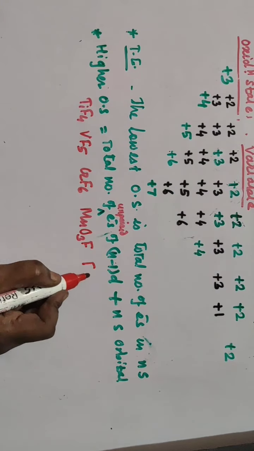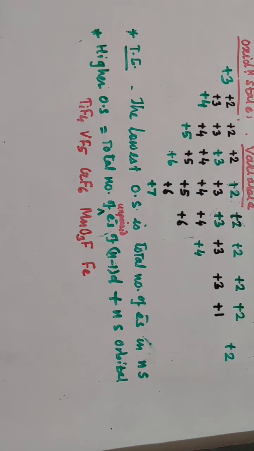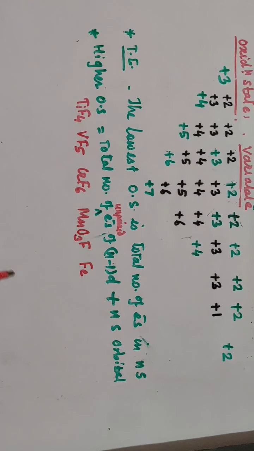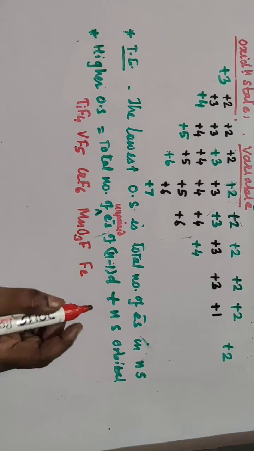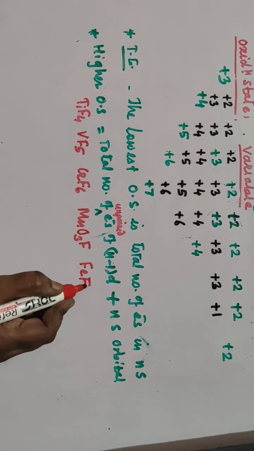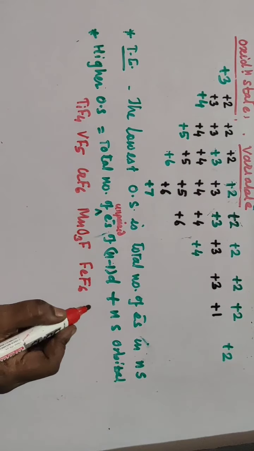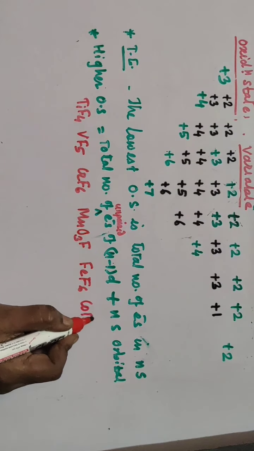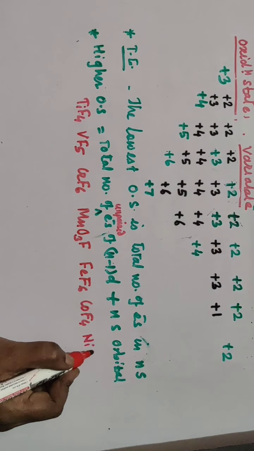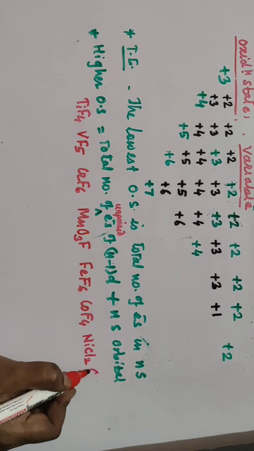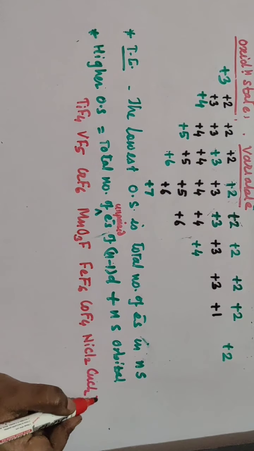Then for Fe, you can take Fe. Plus 6 is the highest oxidation state for Fe. So for Fe, it is FeF6. Then CoF4. Here, you can take NiCl2 or CuCl2 or ZnCl2.